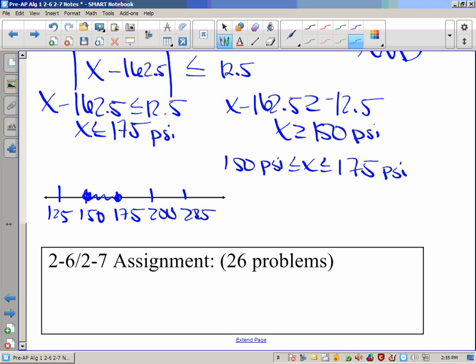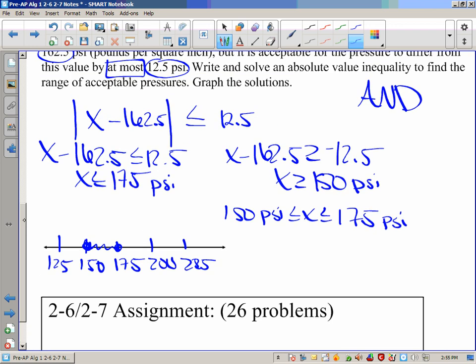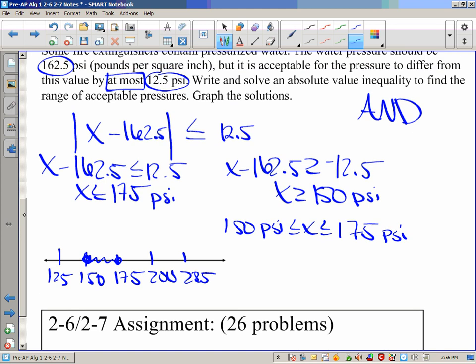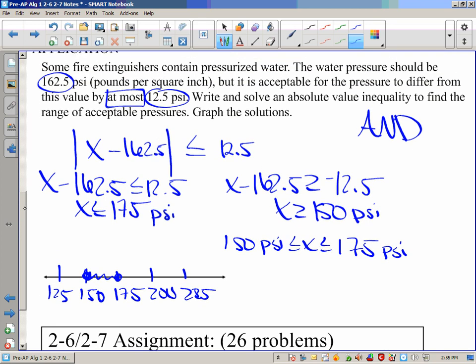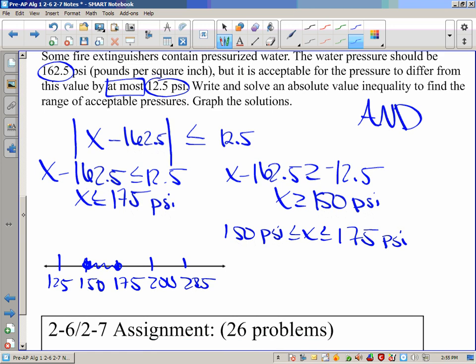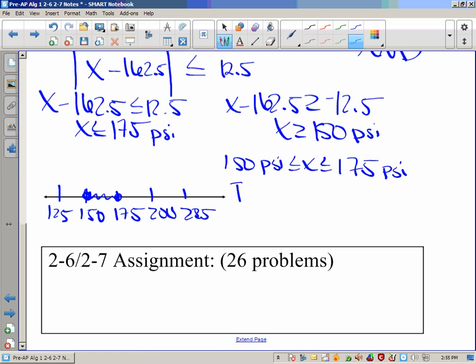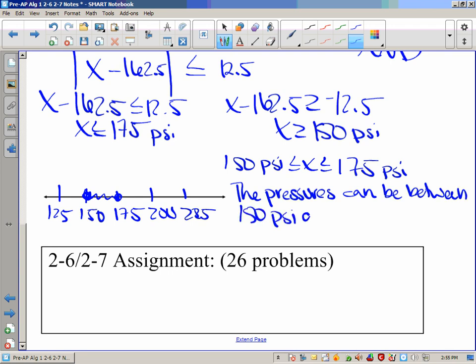So if I were to write this in words, my answer would be the pressures can be between 150 psi and 175 psi.